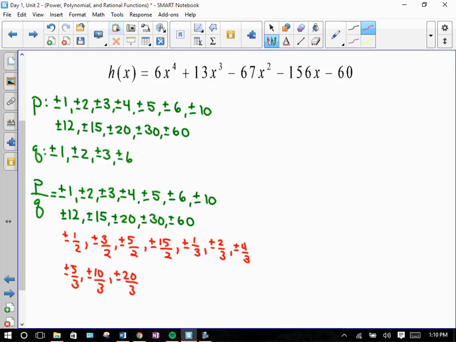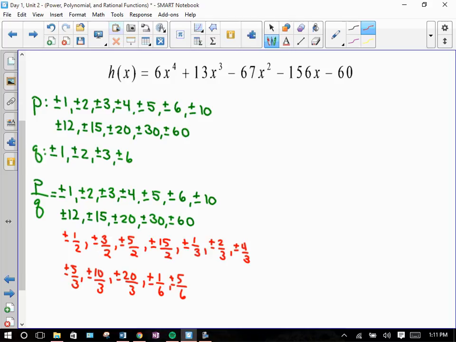1 divided by 6 is plus or minus 1/6. 2 divided by 6 is 1/3. We already got that. 3 divided by 6 is 1/2. We already got that. 4 divided by 6 is 2/3. We already got that. We don't have 5/6 yet. We do, so let's see, we go from there, we have 6/6, that's 1. 10 divided by 6 is going to be 5/3. 12 divided by 6 is 2. 15 divided by 6, that's going to be 5/2. 20 divided by 6 we'll have, 30 divided by 6 is 5, 60 divided by 6 is 10. We have them all now.